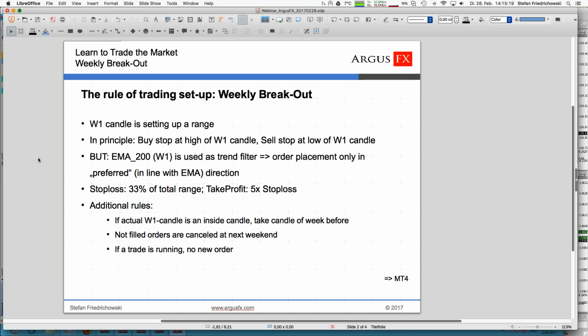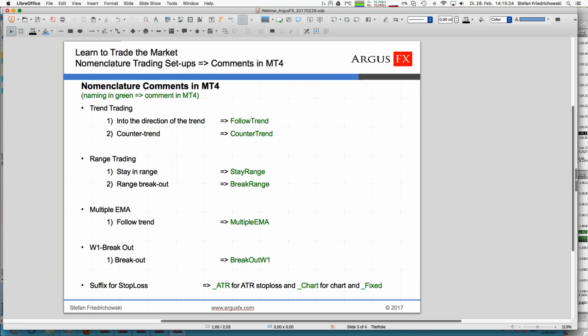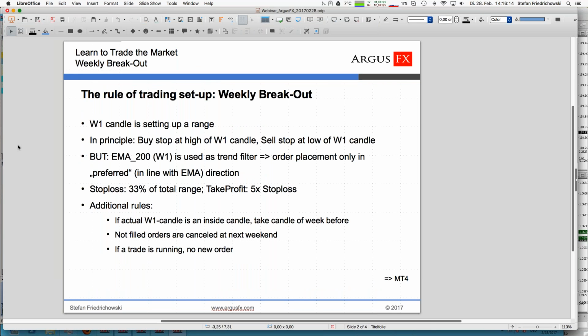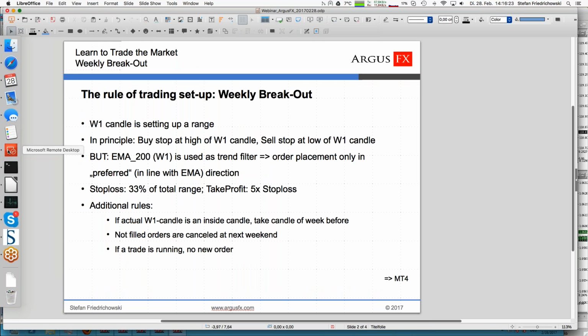And before going to MT4, let me go to our new nomenclature of all our trading activities, because now we have an additional setup, and that setup is called W1 breakout. In case we have a trade with that setup, we use as a comment for our trading activities within MT4 the name breakout W1. And we get a new suffix for our stop loss setting, because we don't use an ATR, we don't use the chart itself. In this case, the stop loss is given by a fixed number, namely 33% of the range, and therefore we use that kind of suffix for those trading activities. So I hope you already got an idea of that trading setup. And now it's time to go really into details of that setup within MT4.